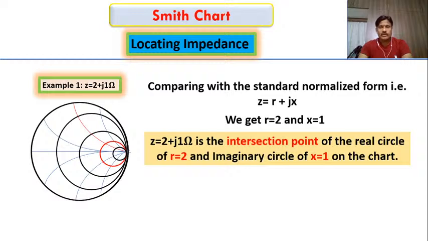The outermost circle's real value is R equals 0. Then the next circle has R equals 0.5, the third circle has R equals 1, and the fourth circle R equals 2. For convenience I have taken only 5 circles, but in an original Smith chart there may be a lot of circles. For any point on the chart, definitely some real part circle will pass through that point, and definitely some imaginary circle will also pass through that point.